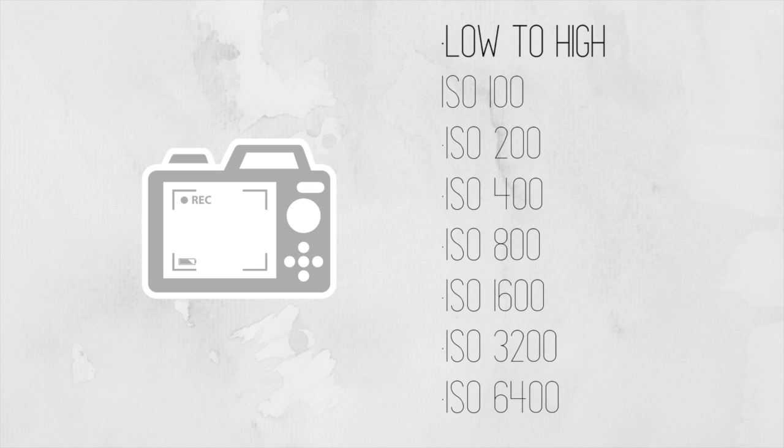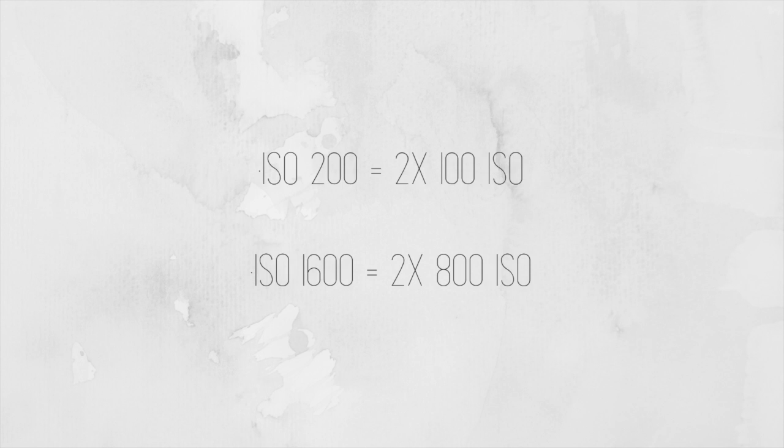Simply put, the lower the number for your ISO speed, the darker the image, and the higher the number, the brighter the image. And to go even further, when you double your ISO speed, you are doubling the brightness of the photo. So a photo at ISO 200 will be twice as bright as an ISO 100, or an ISO 1600 will be twice as bright as an ISO 800.